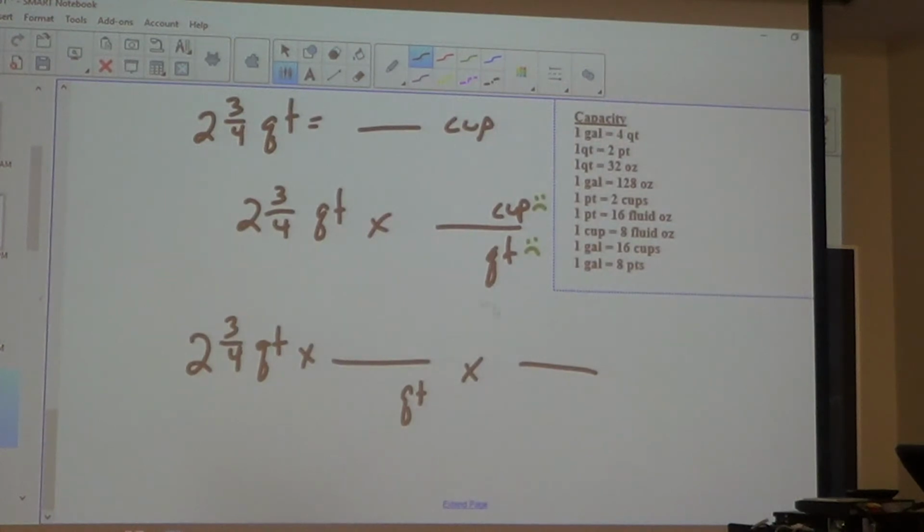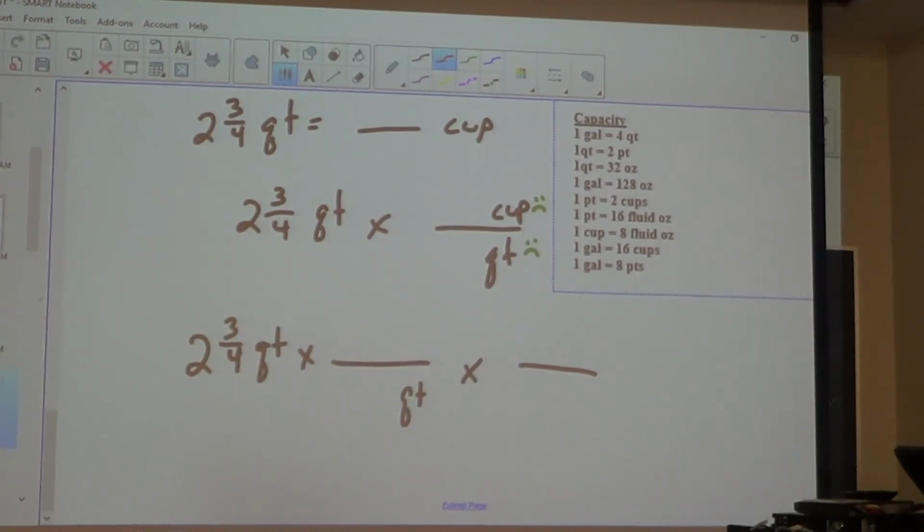Here, you want to get to cups, but you don't see a quart-cup conversion. So I have to figure out, what do quarts and cups have in common? Quarts have pints in common, and pints have cups in common. So you've got to change it to pints first to end up with cups. That's the one that can confuse you.